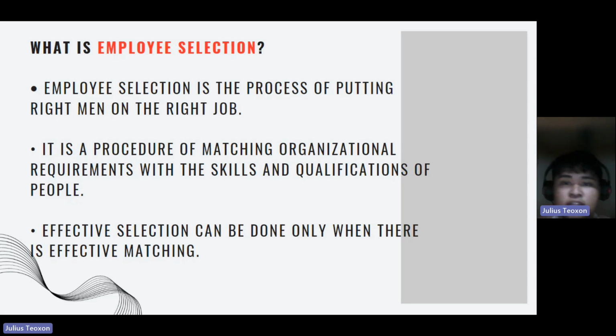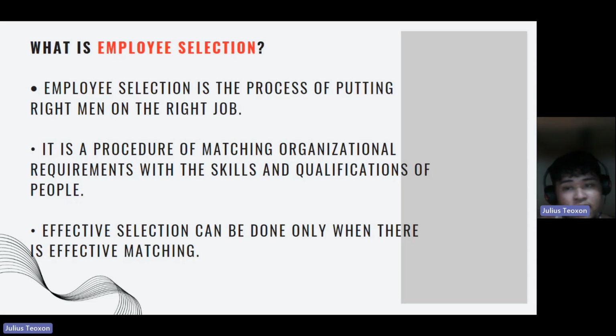Each applicant or candidate should have the needed qualifications and skills that the organization requires or is looking for. And by doing so, having the right man for the right job would be a great advantage to the organization, because this candidate might help them go further toward success. So effective selection can be done only when there is effective matching. And like I've said earlier, those candidates or possible employees can be a big advantage to the organization.